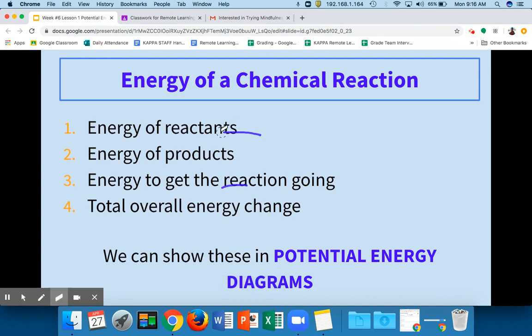Okay, so the different components of energy change in a chemical reaction are 1, energy of the products, 2, energy of the reactants, 3, the energy to get the reaction going, and 4, the total overall energy change. And we show these 4 things through what we call a potential energy diagram.